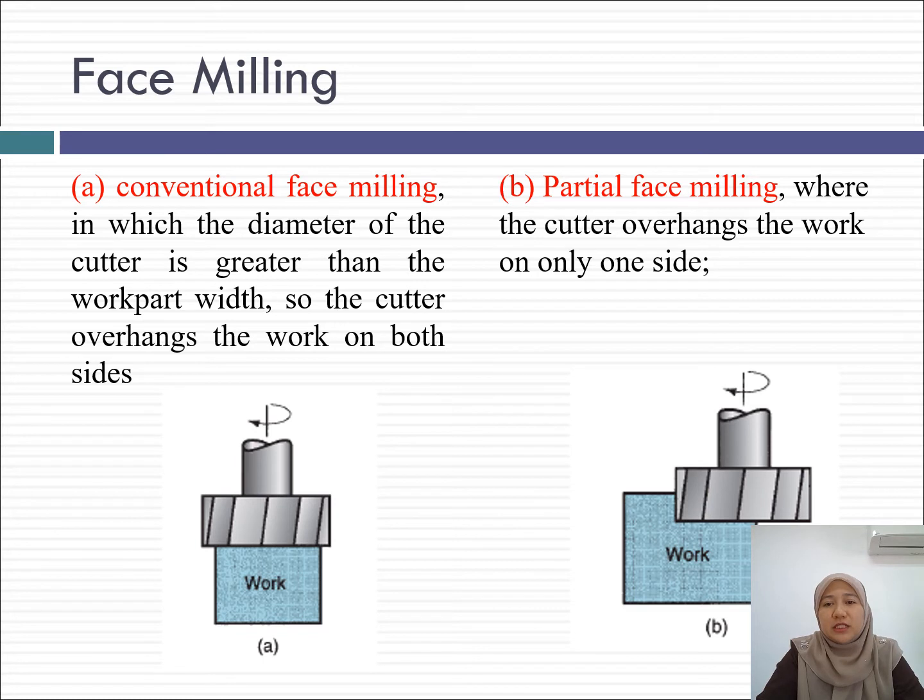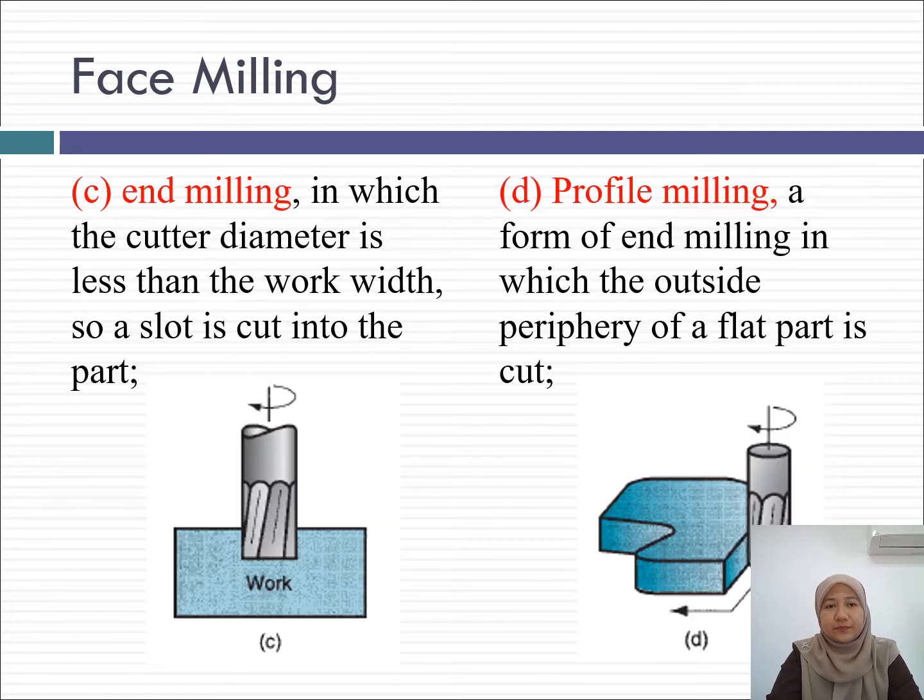Partial face milling is when the cutter overhangs the workpiece at only one side. So the same cutter as in conventional face milling, however, it is now cutting at only one side. Thereby the overhang of the workpiece happens only at one side of the workpiece.